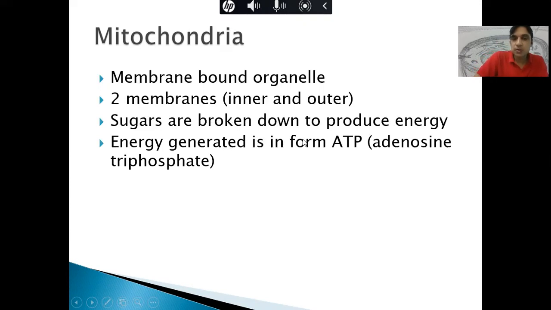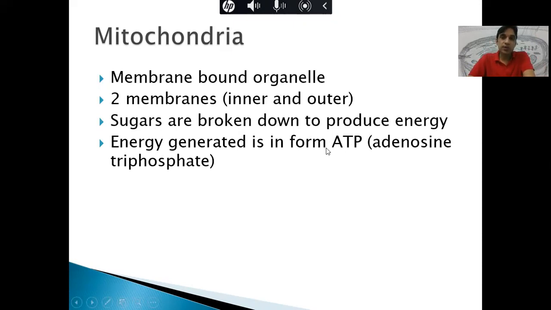Whatever energy is produced by the mitochondria is produced in the form of ATP. This is called adenosine triphosphate. It's like a currency of energy within the cell. Wherever energy is produced, it is produced in the form of ATP, and wherever energy is consumed within the cell, it is consumed in the form of ATP as well. ATP is utilized whenever energy is required to execute a chemical reaction or a function.